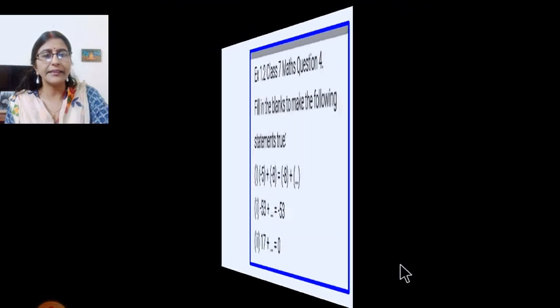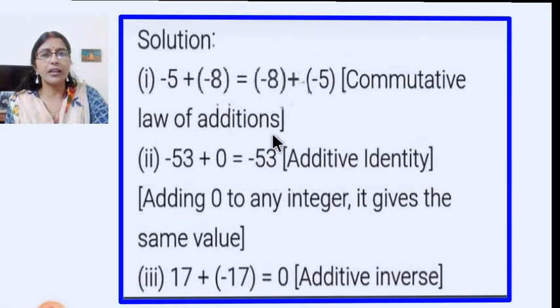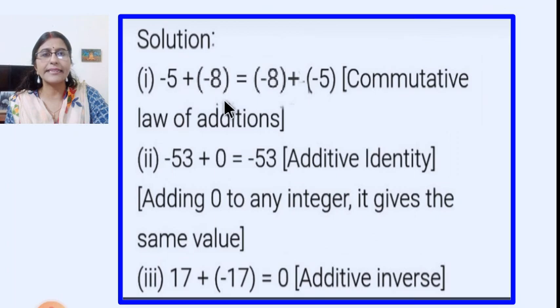Now here you see, this is solved here. Minus 5 plus minus 8 is equal to minus 8 plus, here a dash is given. So you can see here minus 8 is there, and here what will come? Minus 5 will be there, because this is based on the commutative property of addition. You can add in any way, you will get the same answer, the same sum.